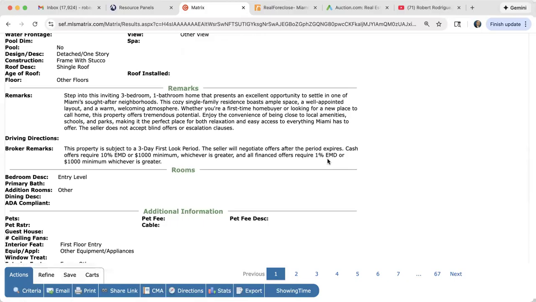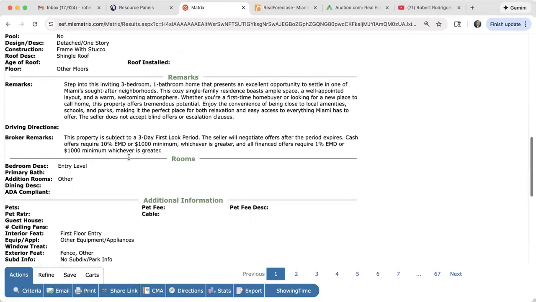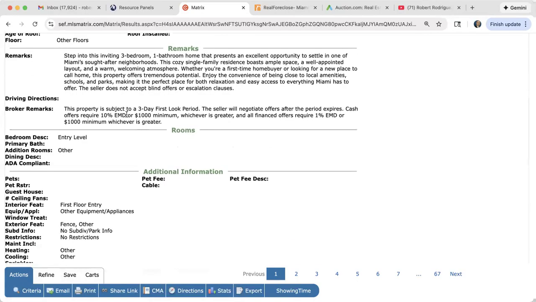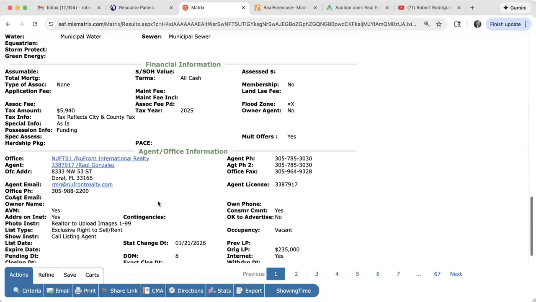So that means, of course, if you are going to place an offer, you must put at least 1% in earnest money, which is a deposit, if you're financing. And if you're buying cash, you must put in at least 10% in earnest money. All right, so always read the broker remarks. The broker usually will tell you the situation on placing an offer on a property like this.